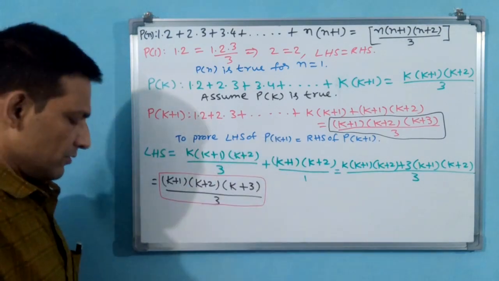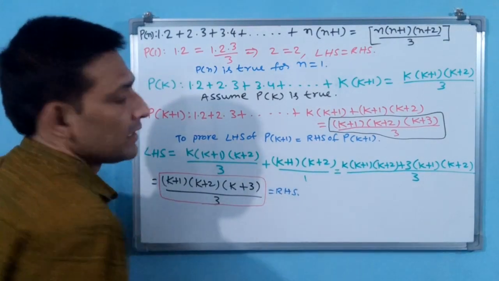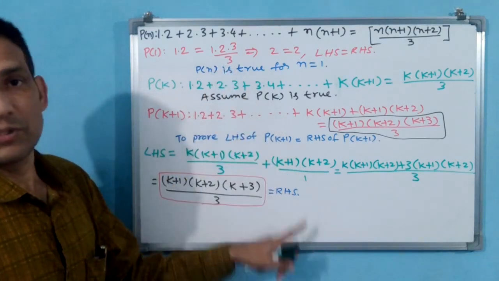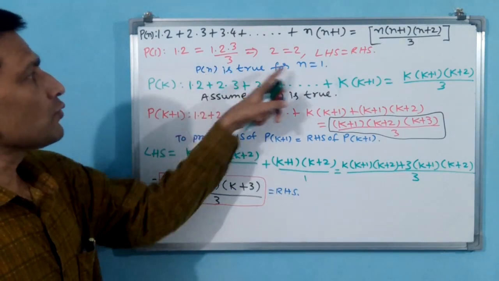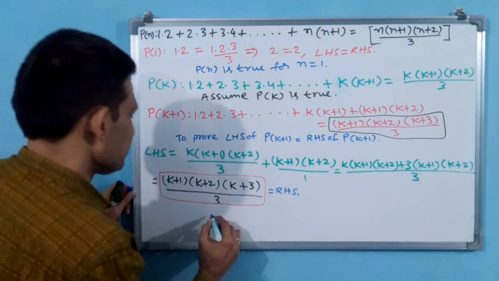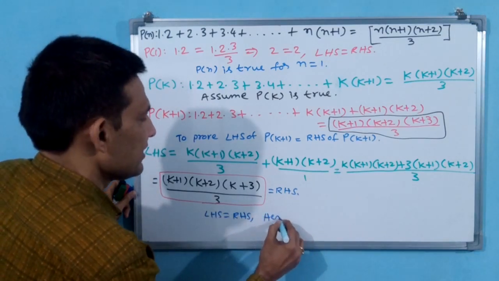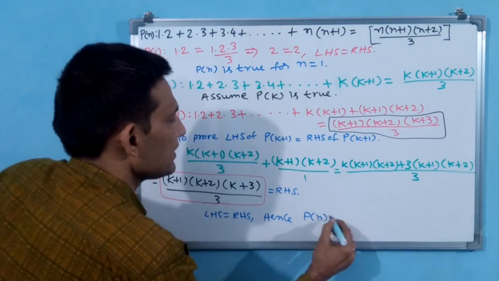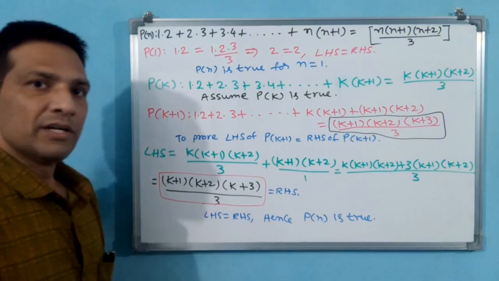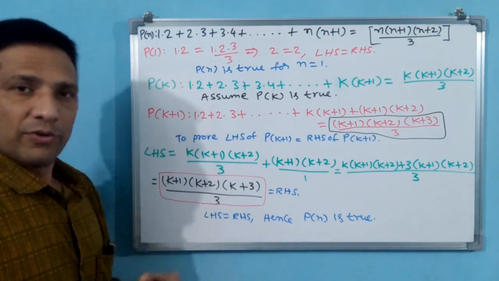Okay, LHS is equal to, you write first RHS, this is equal to RHS. Now what you have to write finally: LHS is equal to RHS, hence P(n) is true. Here P(n) is true for n equal to 1, but here finally P(n) is true, you have to write down. LHS is equal to RHS, hence P(n) is true. Okay, you understand that? This way you can finish the question.